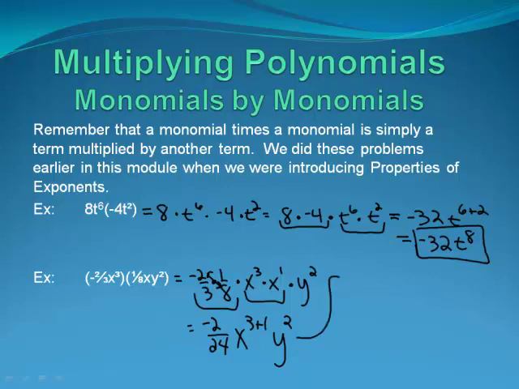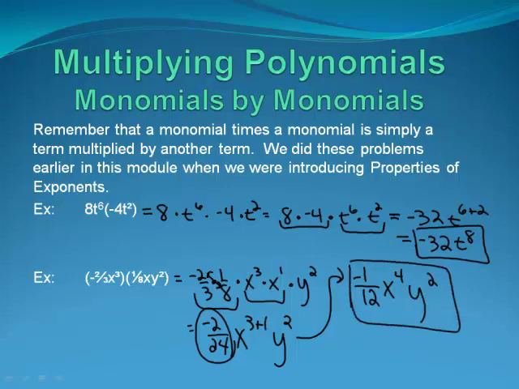So now we have, if we bring that up here, this fraction we're going to have to reduce. We can take out a common factor of 2. So negative 2 divided by 2 is negative 1. 24 divided by 2 is 12. X to the 3 plus 1 power, of course, is the same as x to the 4th. We have x to the 4th, and y squared is our final product for that example.